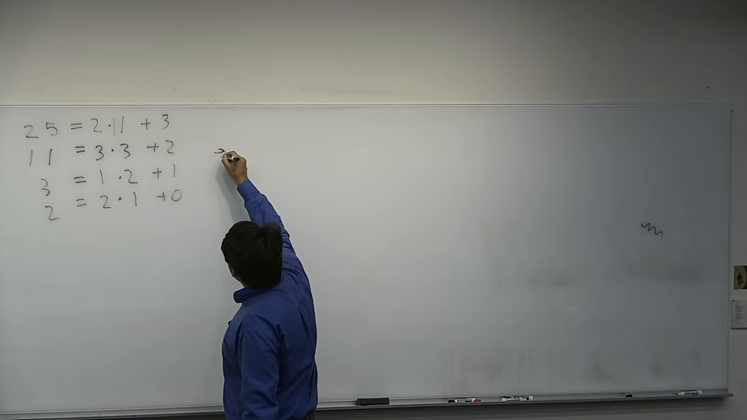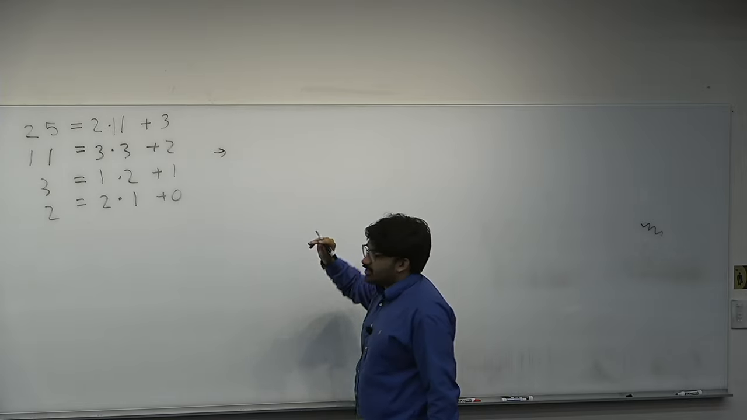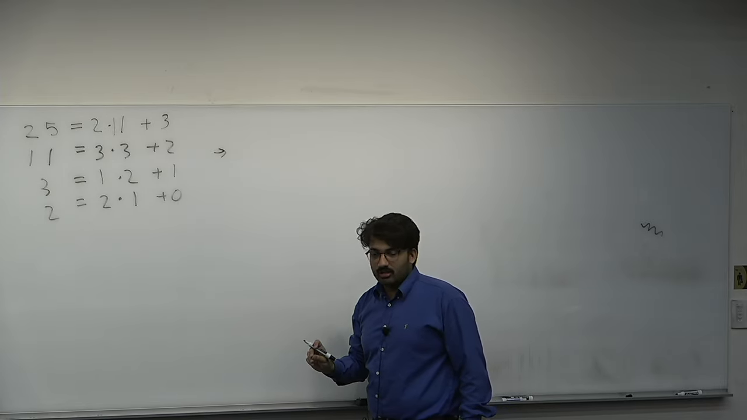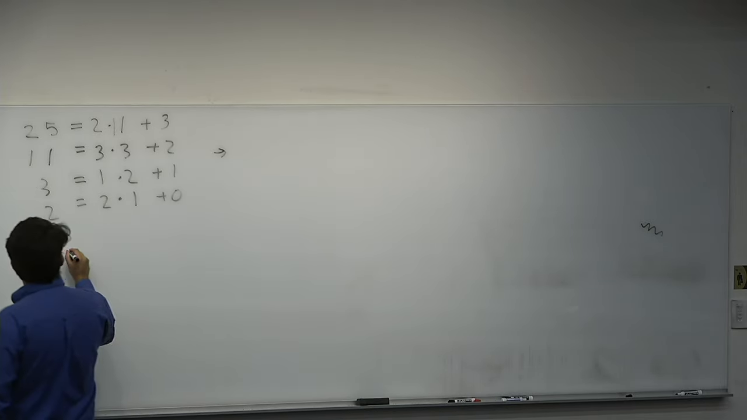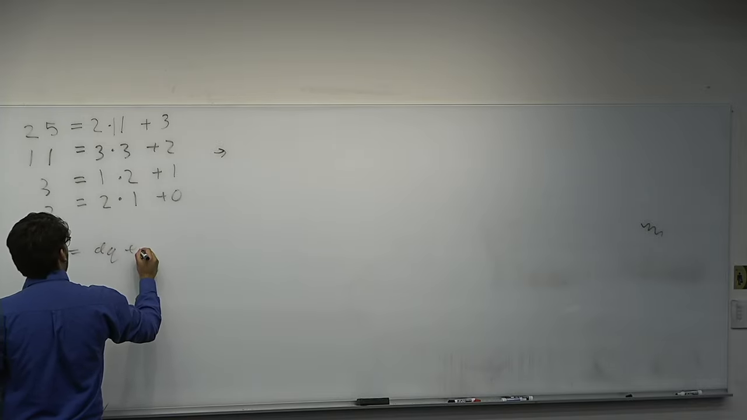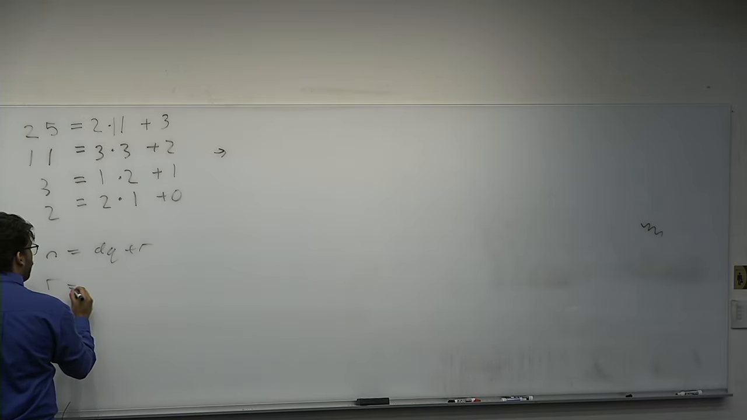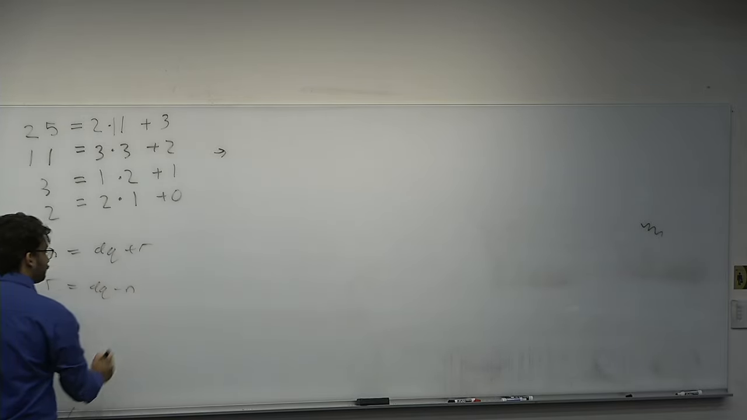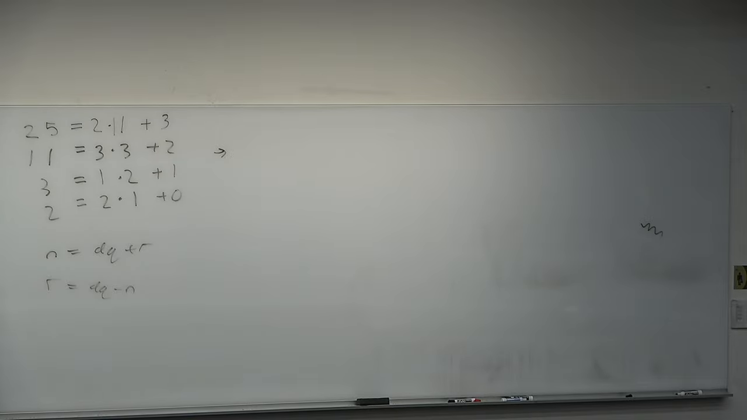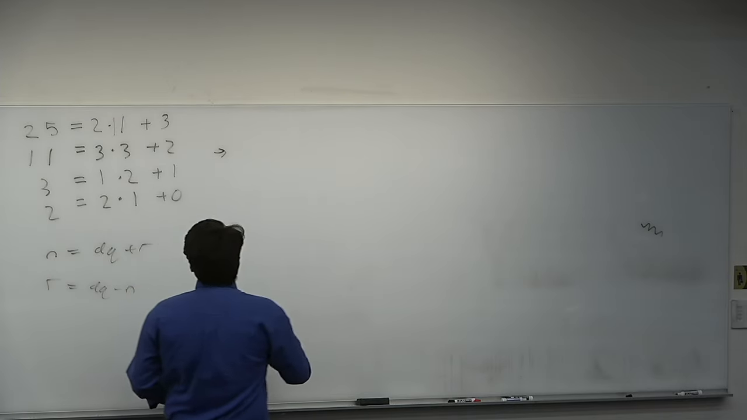What you want to do now is rewrite all your equations as the remainder equaling something, right? So if you have n is equal to dq plus r, you want to write this as r is equal to dq minus n, right? Then you can plug the remainder back into the previous one. You'll get all the way back to the top. You'll have 1 is equal to a linear combination of 25 and 11. So let's rewrite all these equations.